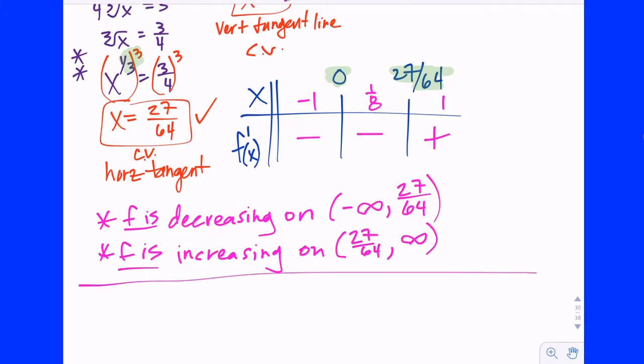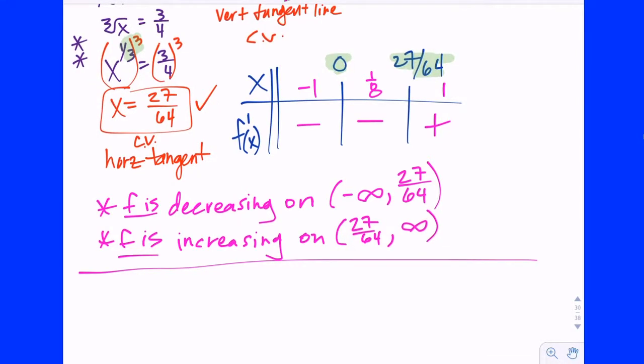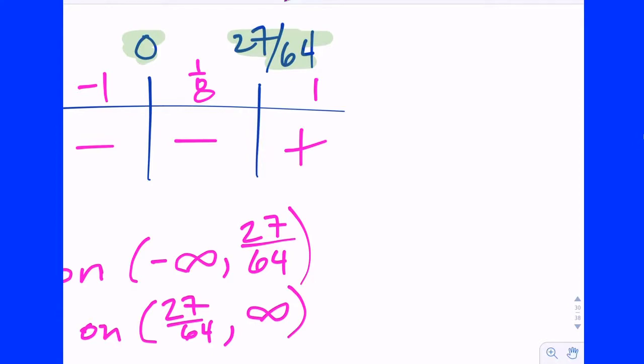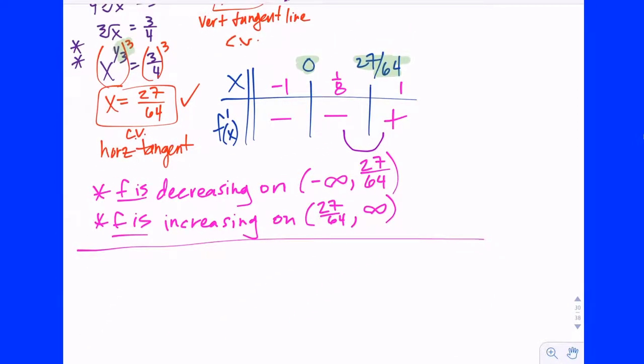So that's just testing for intervals of increasing, decreasing. By testing, we mean that we're testing the intervals in between discontinuities, which we didn't have, and any critical values, which we had 2 of. Now, for the first derivative test, okay, let's do the first derivative test. I have a net sign change right there, negative to positive. So F is going to have a what at 27/64?